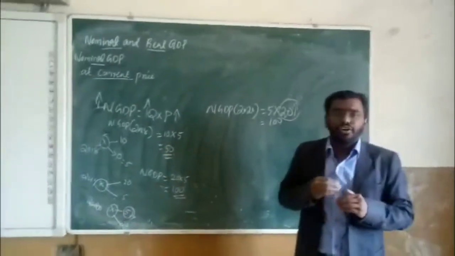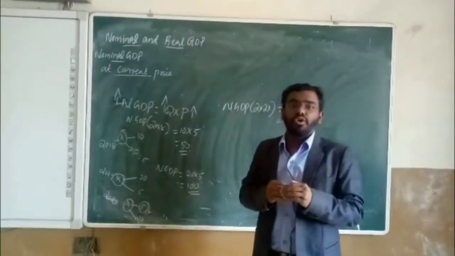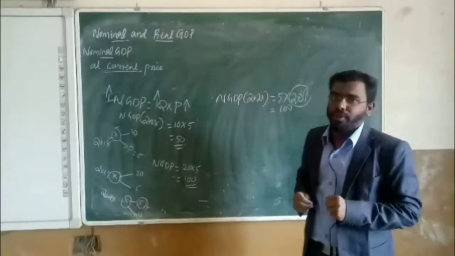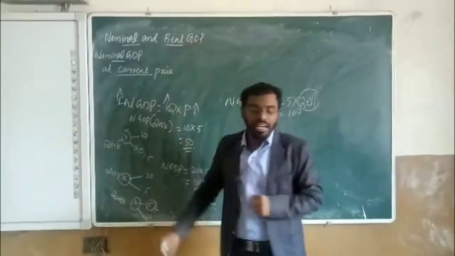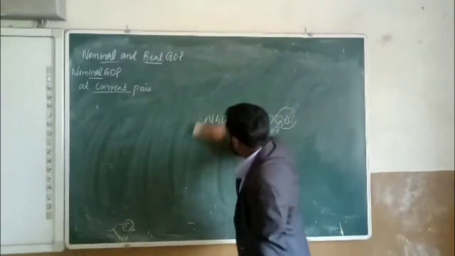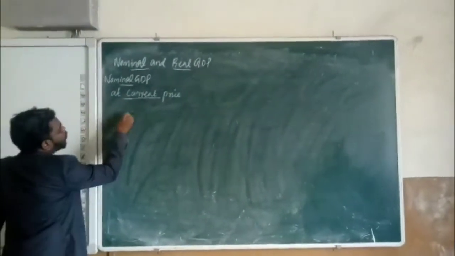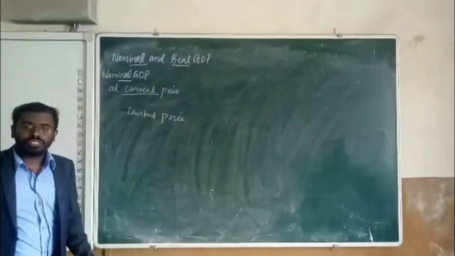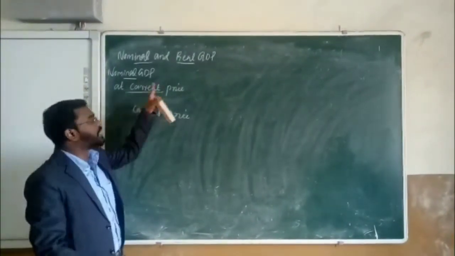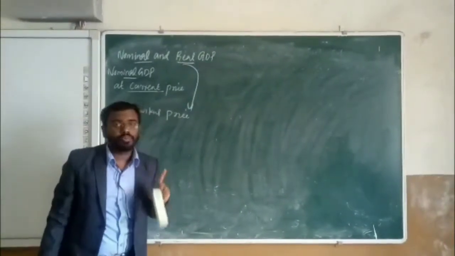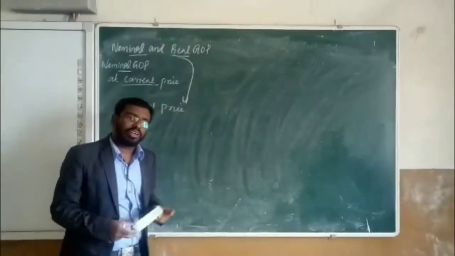So economists introduced a new concept of GDP which we can use for measuring the welfare of the people, that is known as real GDP. Real GDP is also known as GDP at a constant price. Nominal GDP is also known as GDP at the current price, whereas real GDP is known as GDP at a constant price.